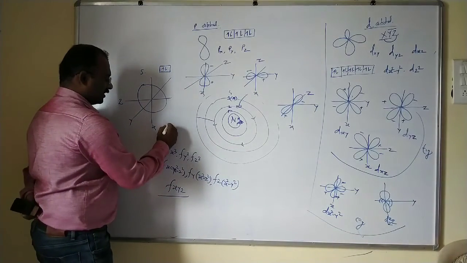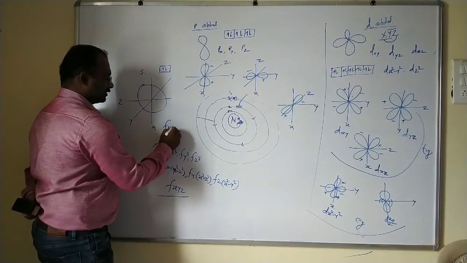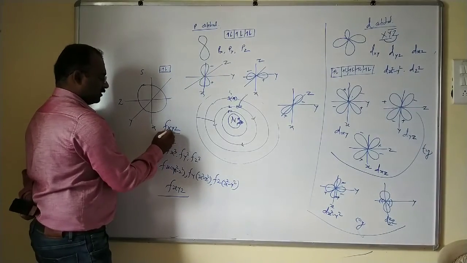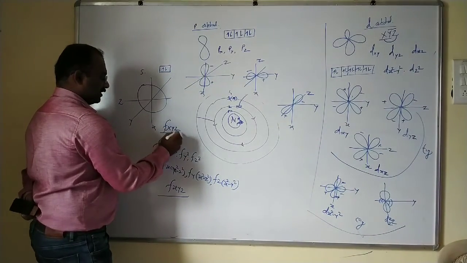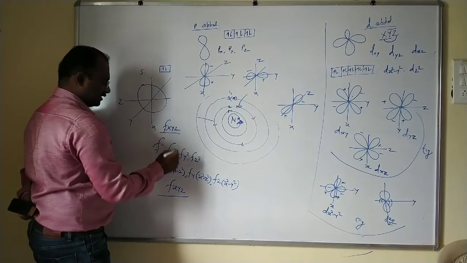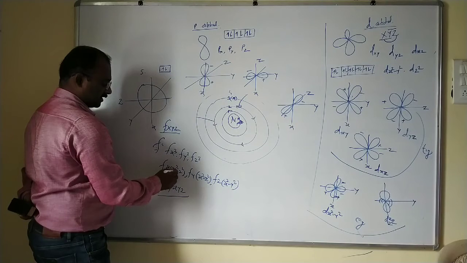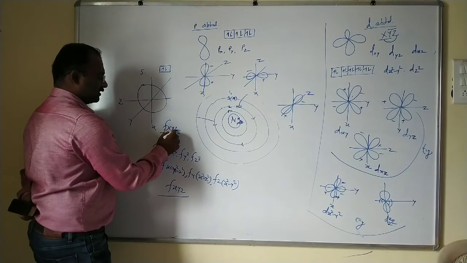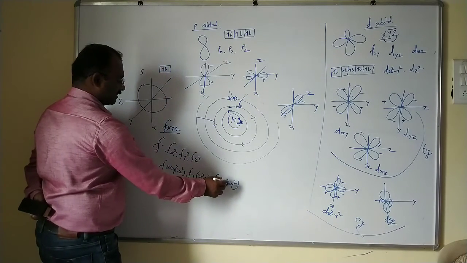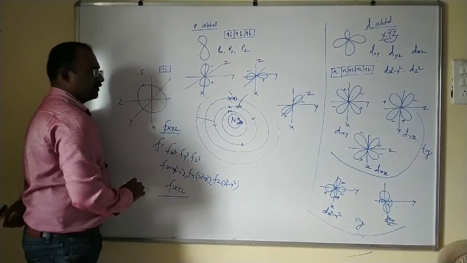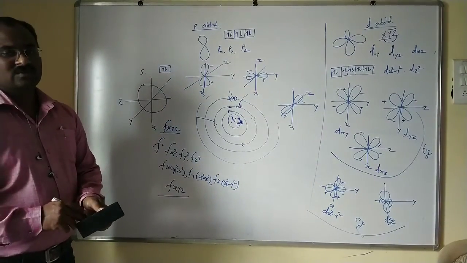This is the simple technique. Fxyz. In that, fx cube, fy cube, fz cube, fx into bracket y square minus z square, fy into bracket x square minus z square, fz into bracket x square minus y square, and the last is fxyz. These are the shapes of the suborbitals.